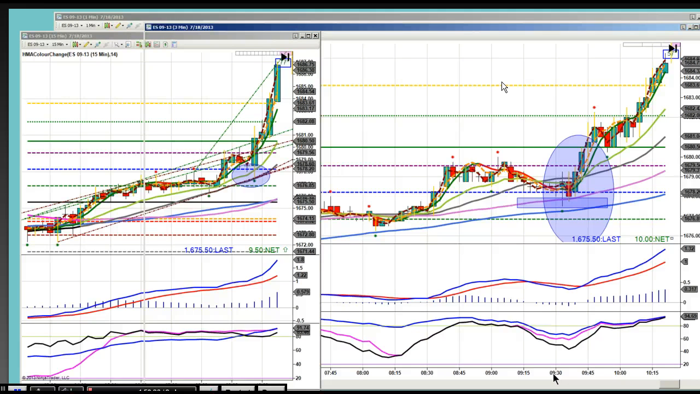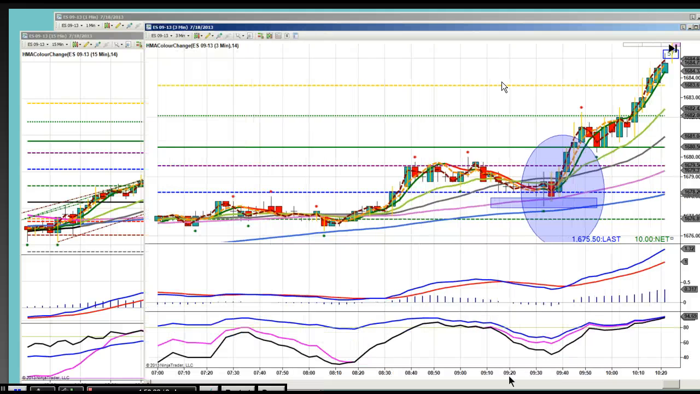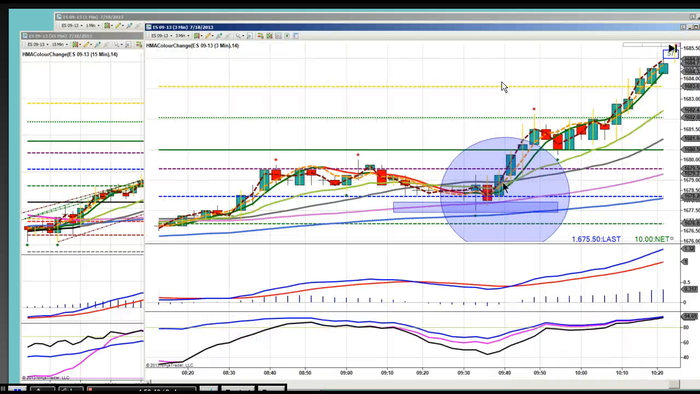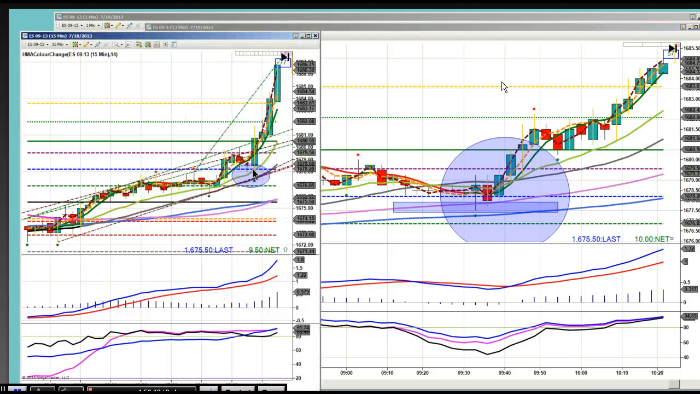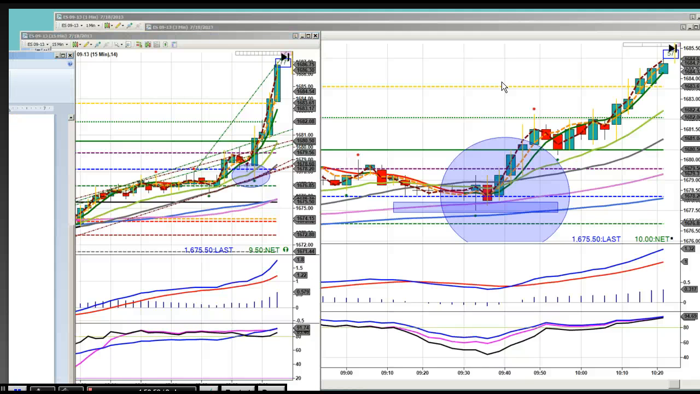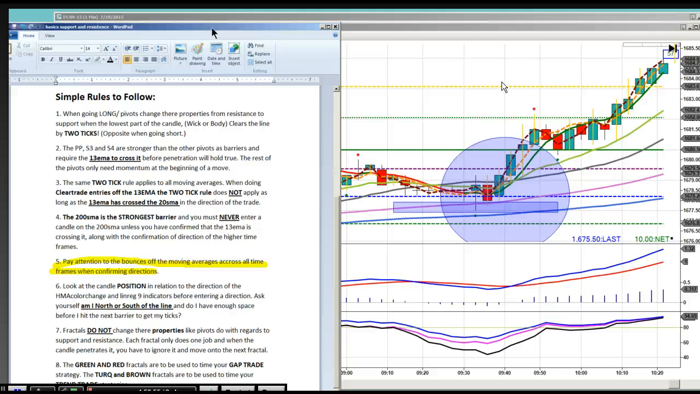You wouldn't enter on the red candle. You wouldn't park your order here because it could go lower first. You wait for it to go green, wait for it to go above your HMA, then you take the trade. The 15-minute just confirmed it. So look at the position of the candle in relation to the HMA before you enter.